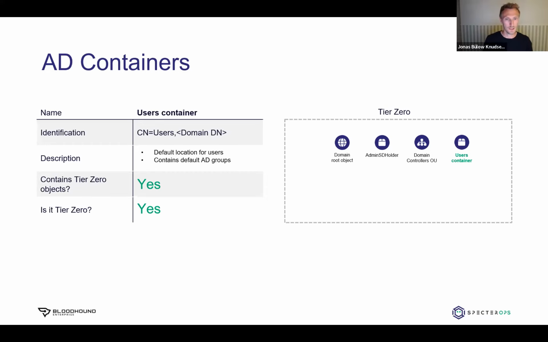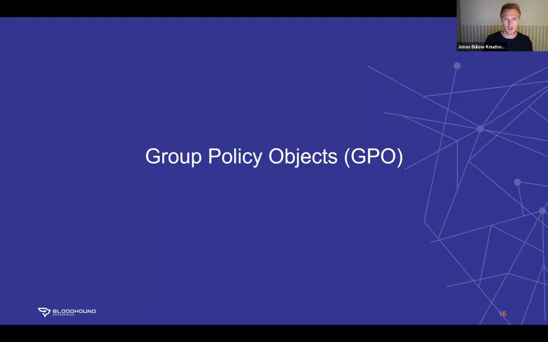But yeah, let's move on to the next topic. And that is group policy objects, GPOs. That was also suggested. And GPOs can definitely also be a tier 0 asset.